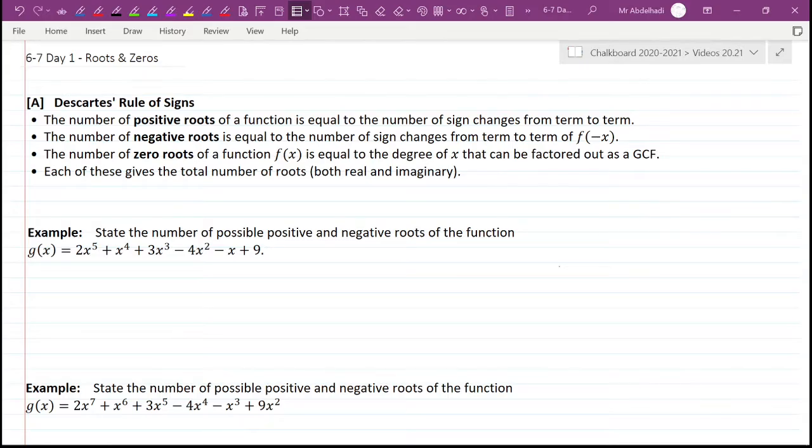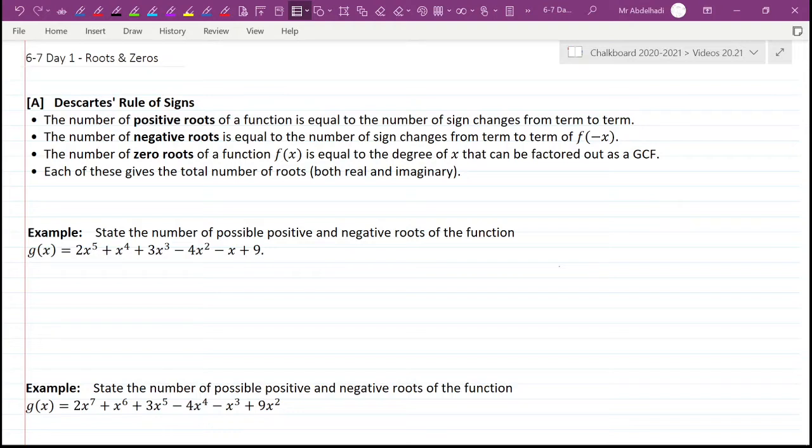Okay, welcome back. Today we're going to talk about lesson 6-7, day 1, Descartes' rule of signs. Now, Descartes' rule of signs sounds kind of fancy. It's actually just a really simple way to figure out how many of your real roots are positive and how many of them are negative.